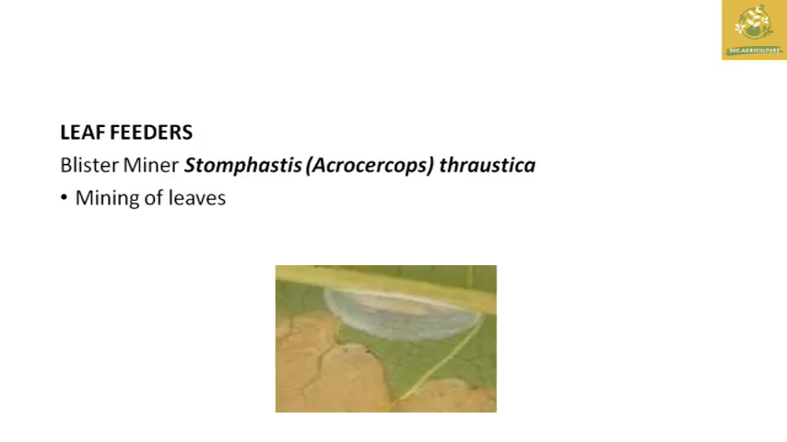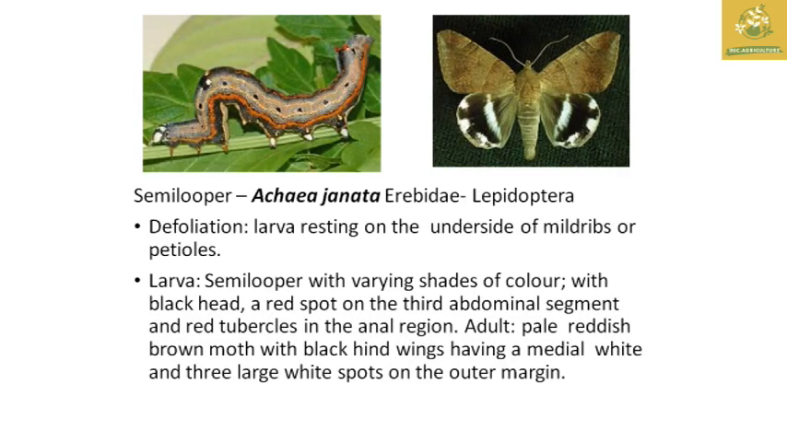And the next one is leaf feeders. So leaf feeders which is said to be a blister miner species, and the scientific name is Stomphastis, Acrocercops and Tauractia, so which used to cause the formation of mining of leaves. And the next important pest in Jatropha is the Semilooper, where the scientific name is Achaea janata and the family is Erebidae and the order is Lepidoptera.